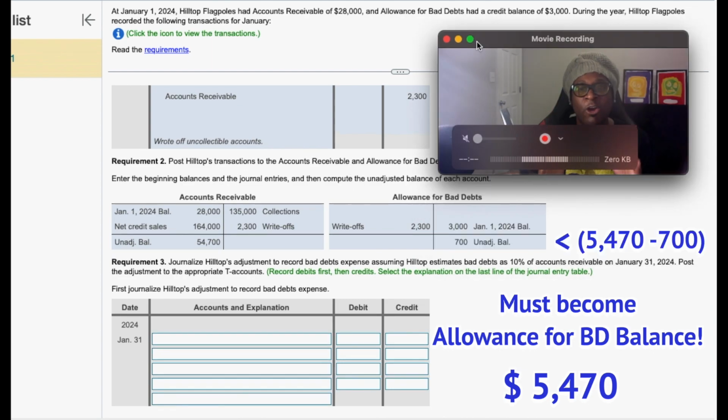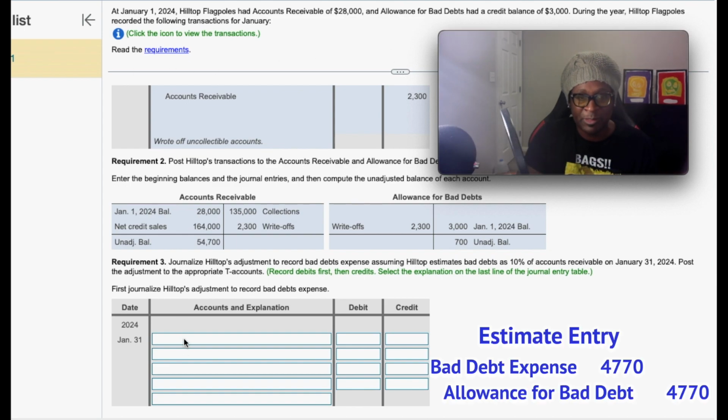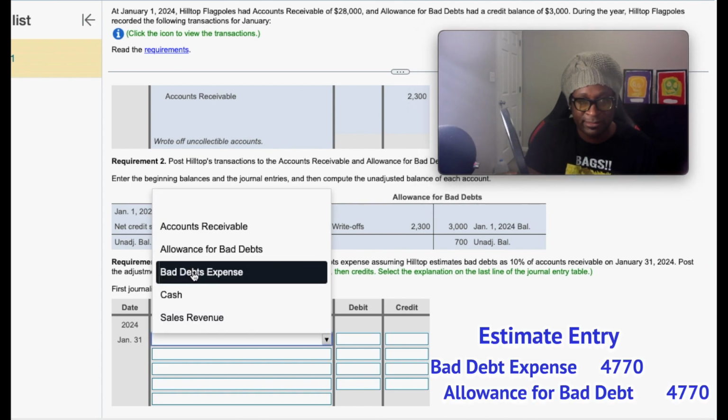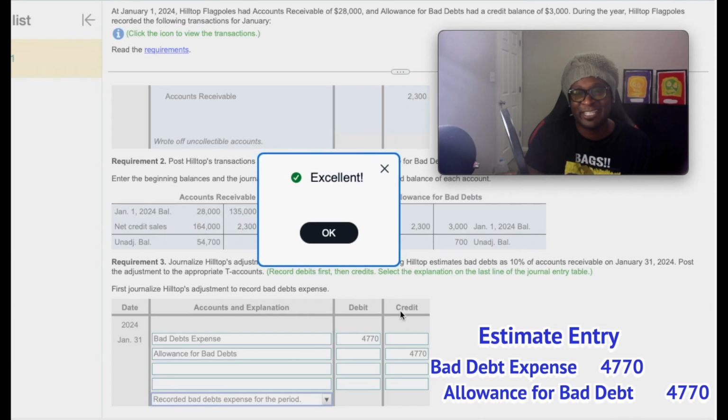And since we already had $700 on the credit side for our allowance for bad debt, we must make the proper adjustment by subtracting the two, which will give us an adjusted amount of $4,770. Therefore, we're going to make our estimate by debiting bad debt expense and crediting allowance for bad debts for the $4,770. We're going to check our answer.